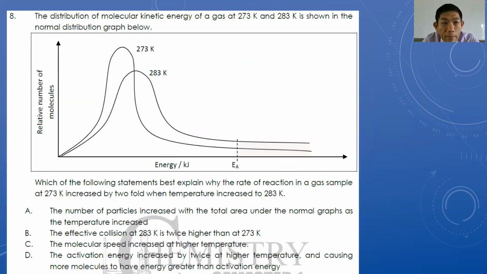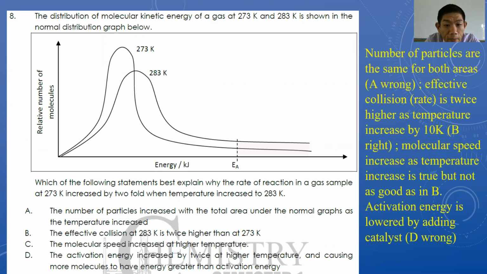Then we have a look at number 8. The distribution of the molecular kinetic energy at 273 Kelvin and 283 Kelvin is shown in the normal distribution graph below. Which of the following statements best explains the rate of reaction in the gas at 273 increased by 2-fold when temperature increased to 283 Kelvin? Number 1, number of particles increase? No, the number of particles still remains the same, because they have the same area, so A is wrong.